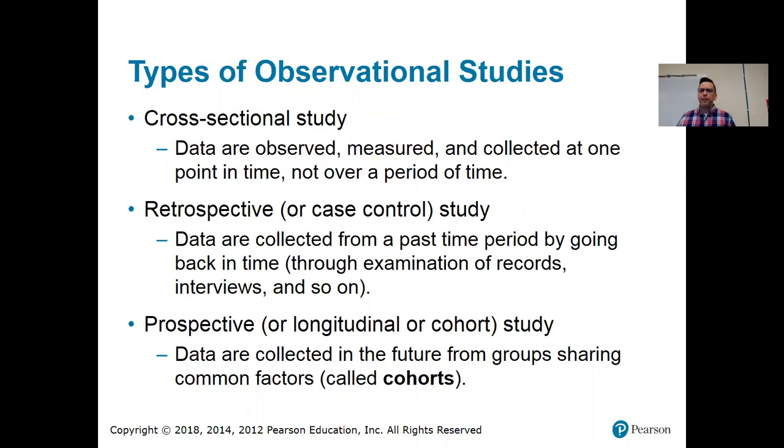So some different types of observational studies. You have cross-sectional studies, where data are observed, measured, and collected at one point in time, as opposed to over a period of time. A retrospective study: data are collected from a past time period by going back in time, by examining records, doing interviews, stuff like that. And then you have a prospective, often called a longitudinal study, where data are collected in the future from groups sharing common factors called cohorts.